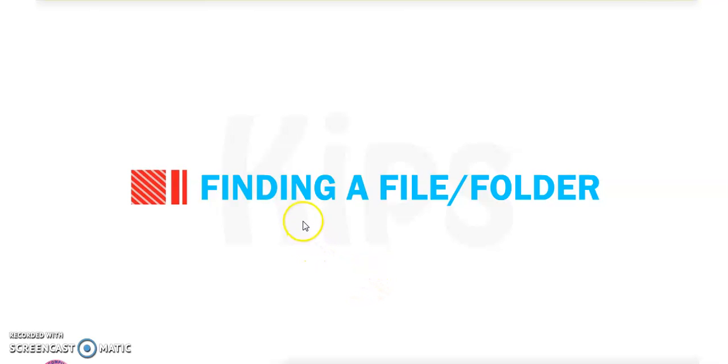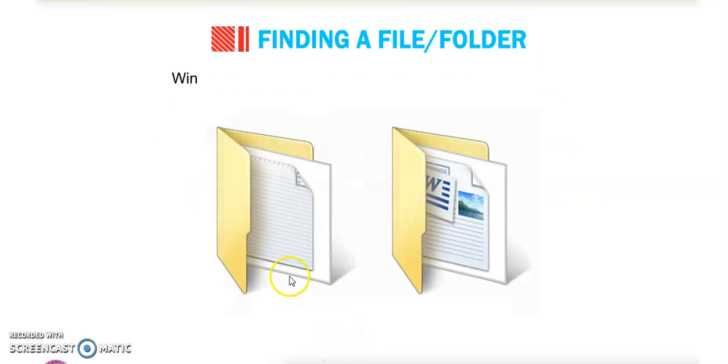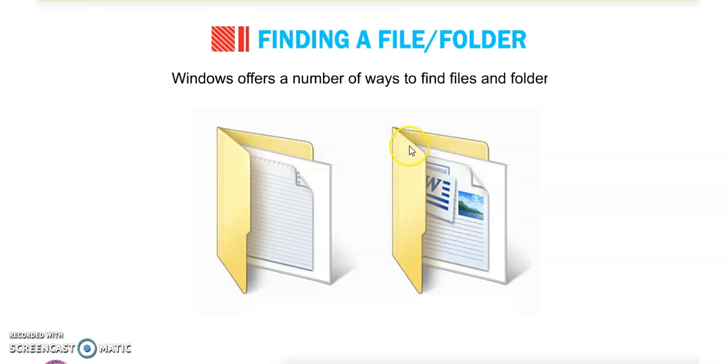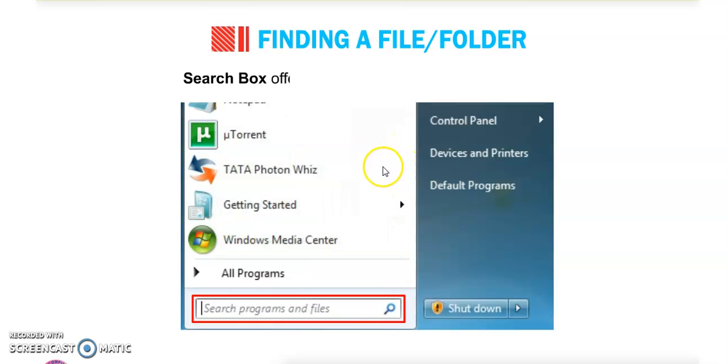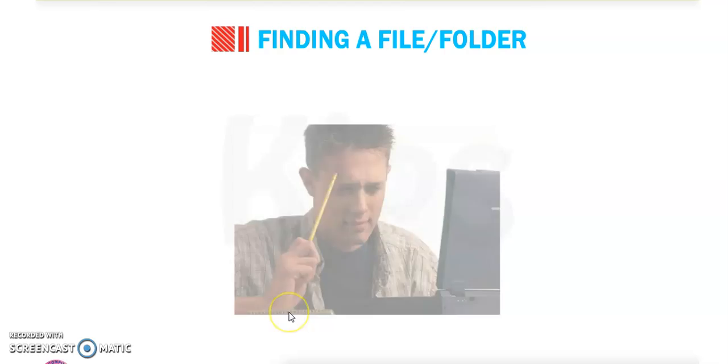Now, the next topic is finding a file or folder. If you want to find any particular file or folder, how can we do it? Windows offers a number of ways to find files and folders. This is a search box, a direct way to locate a file.